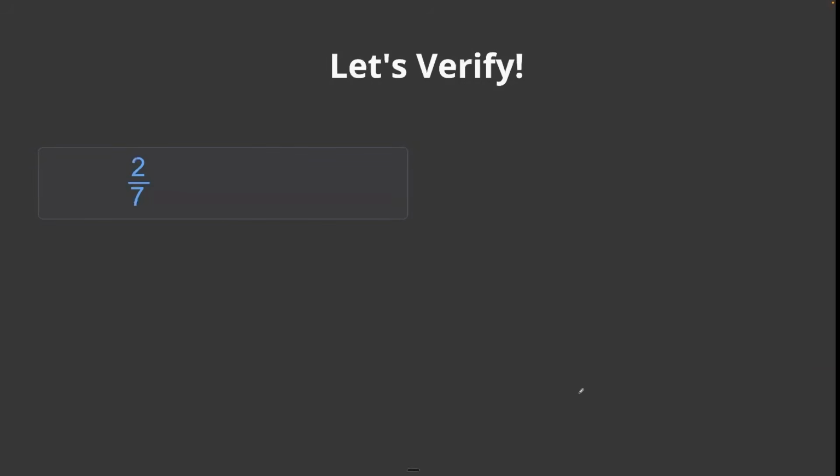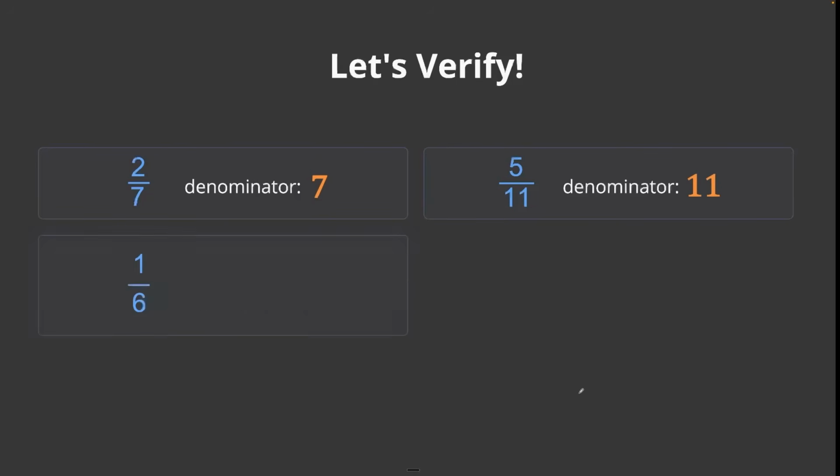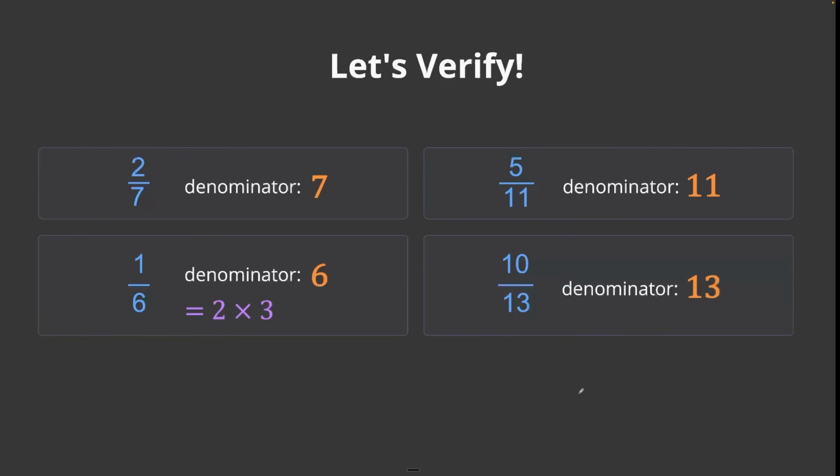Let's verify this. 2 by 7 has denominator 7, 5 by 11 has denominator 11, 1 by 6 has denominator 6, 10 by 13 has denominator 13. All of these denominators either don't have 2 or 5 as factors, or they have 2 or 5 plus something else along with them. If they had purely 2's or 5's as factors, then we would not get what we have. But let's see what happens here.